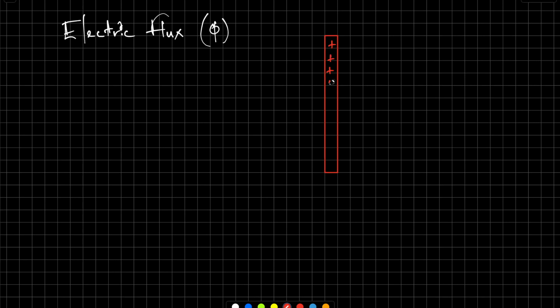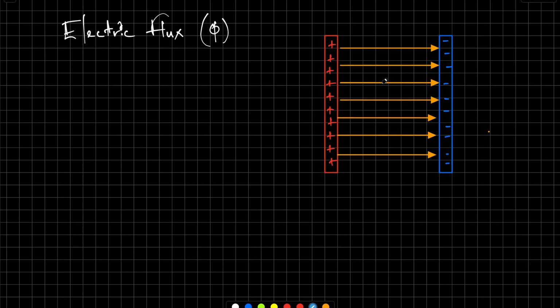In this video, I'm going to talk about electric flux phi. Let's say we have two charged plates. We have a positively charged plate here, full of positive charges, and we have a negatively charged plate here. This will result in an electric field pointing from the positively charged plate to the negatively charged plate.